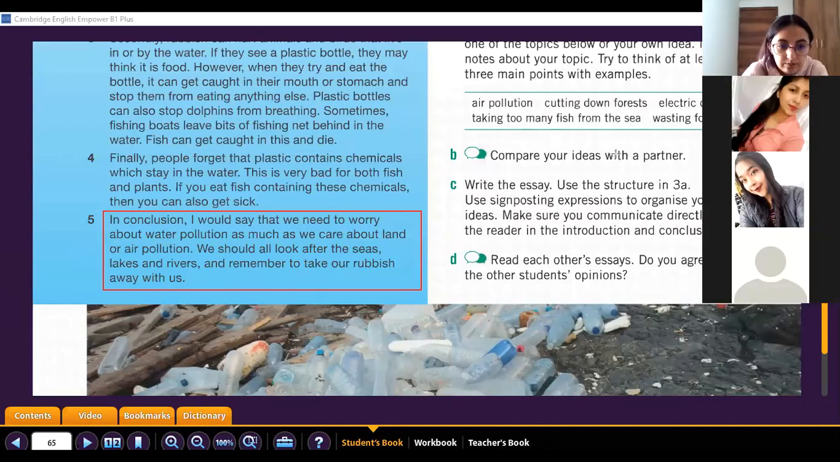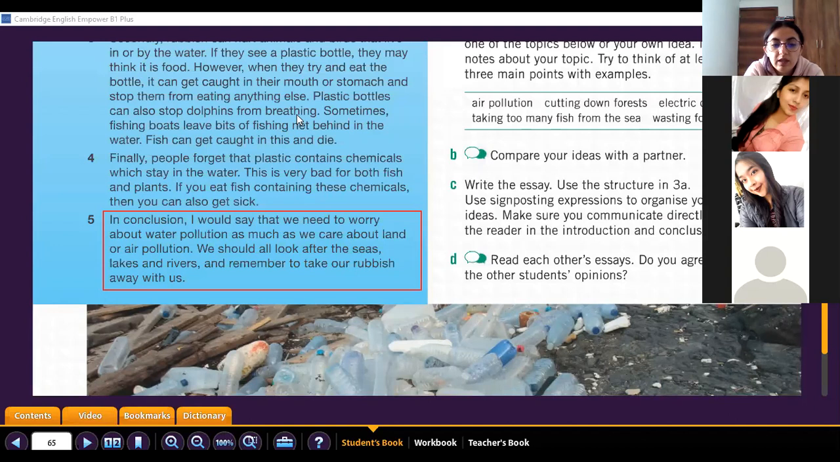In conclusion, I would say that we need to worry about water pollution as much as we care about land or air pollution. We should all look after the seas, lakes, and rivers, and remember to take our rubbish away with us.